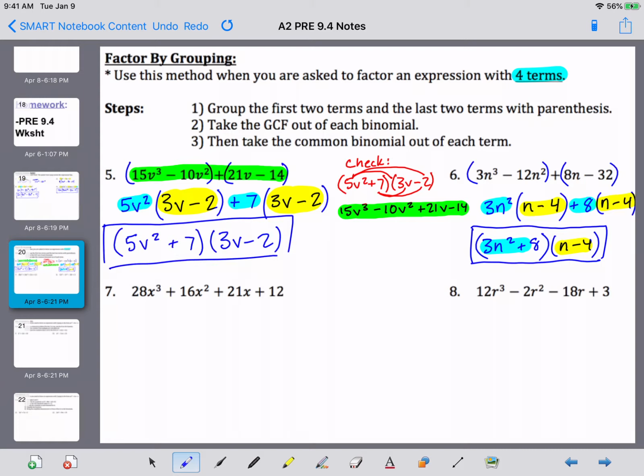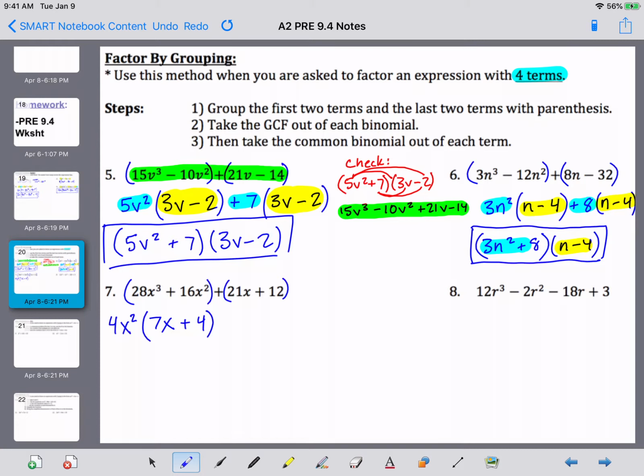Okay, number 7, let's try this one. Group the first 2 terms and the last 2 terms. And then 28 and 16 are both divisible by 4. And there's an x squared that can be taken out of both. So if I take 28 divided by 4, that's 7. And then I have a single x left. 16 divided by 4 is 4, but I took out both the x's, so I just have 7x plus 4.